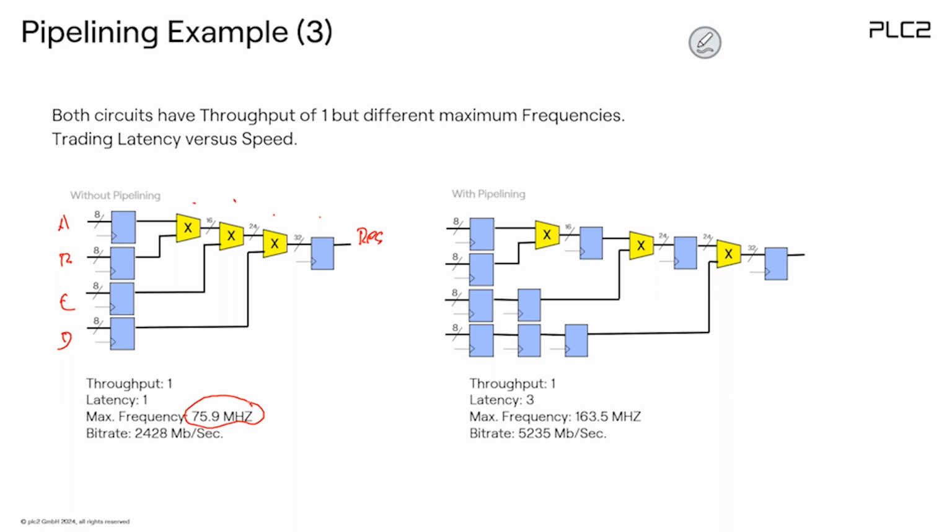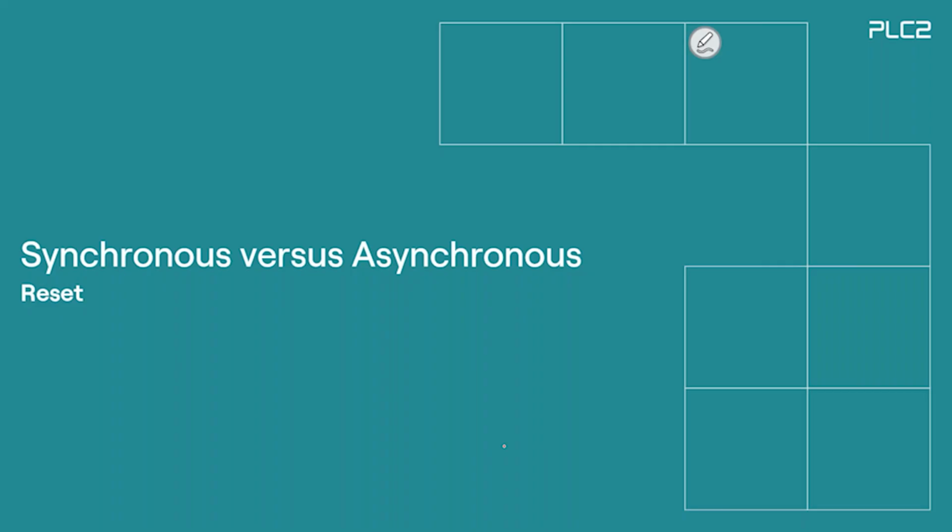If I insert pipelining here, you see the throughput is the same, but the latency is 3. It takes 3 clocks from the input to the output. That's called the latency. But the frequency is doubled, and the bit rate, for example, is much higher. Usually the latency is not a problem. When you do image processing, audio processing, even DSP of different kinds, latency is not a problem. There you can live with the latency. Only a few circuits actually have a problem with latency. So just think about this.